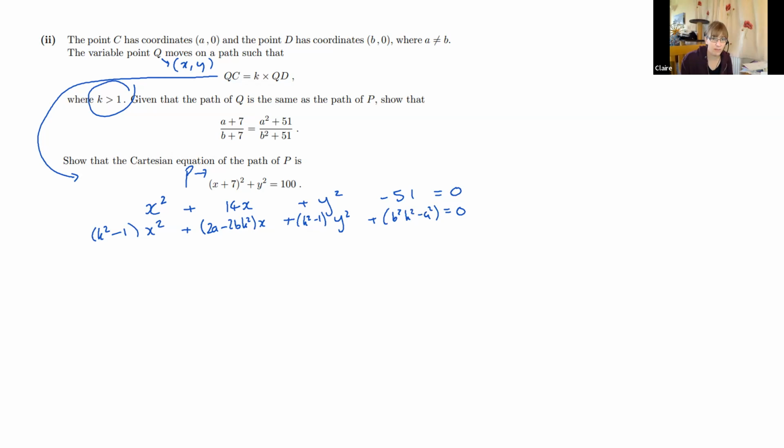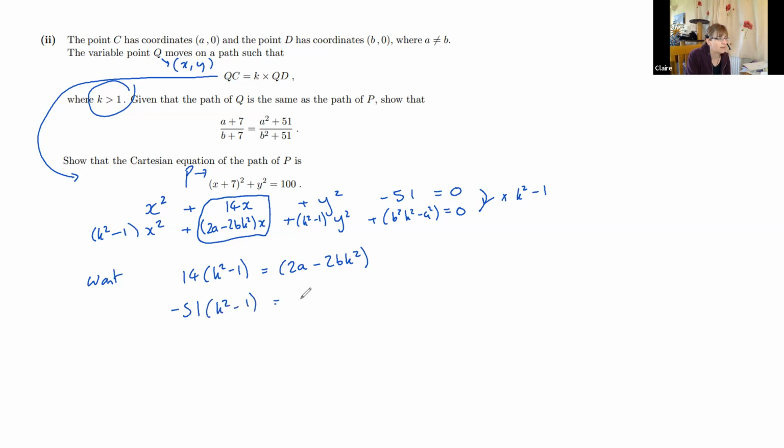Now we want both of these equations to be the same, which basically means that this one has to be a multiple of the one before. So we want this to be multiplied by k squared minus 1. Now if we multiply x squared by k squared minus 1, that works. The same works for the y squared. This is a bit more interesting. So what we want is 14 multiplied by k squared minus 1 to be equal to 2a minus 2b k squared. And we also want minus 51 multiplied by k squared minus 1 to equal b squared k squared minus a squared.